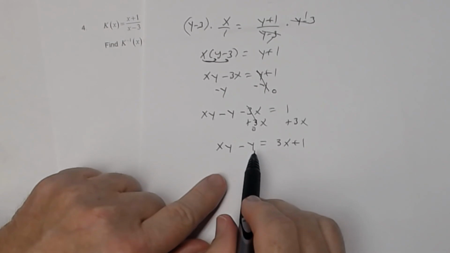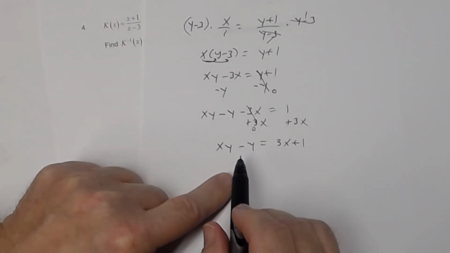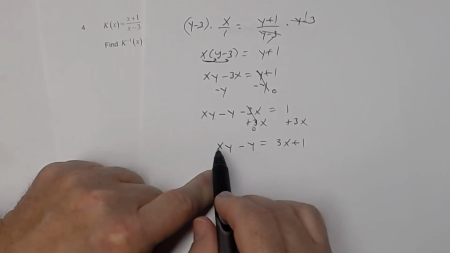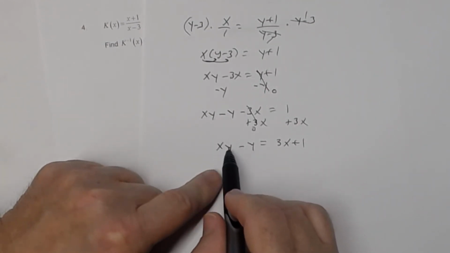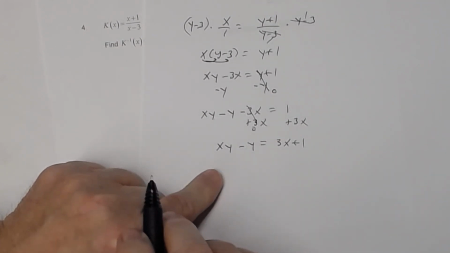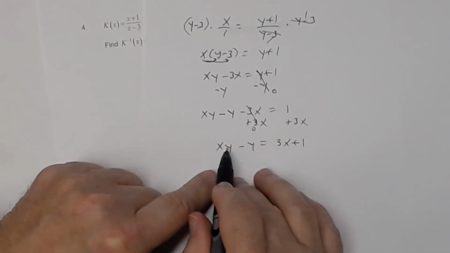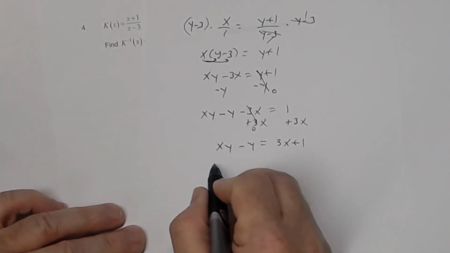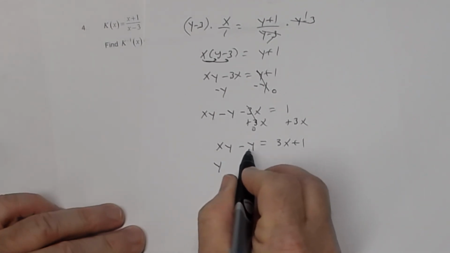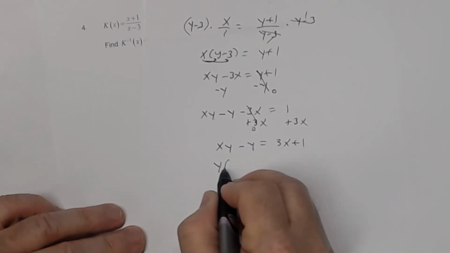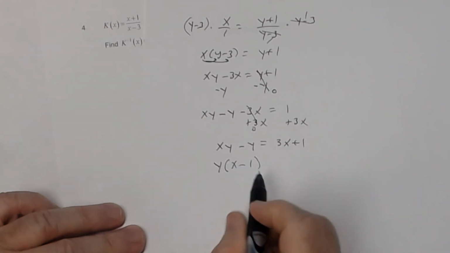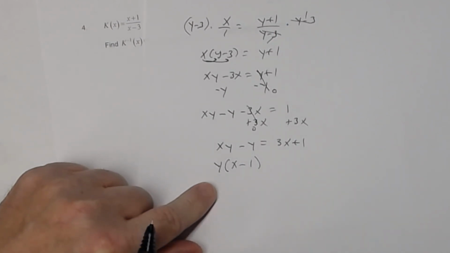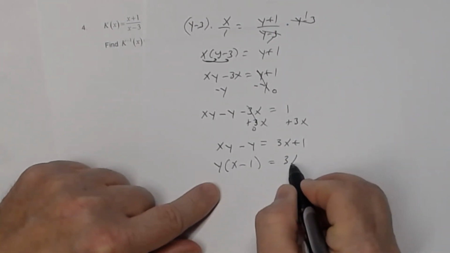Now you're at this point where you're thinking, how am I going to get y by itself? There are two terms involving y, and this one has the factor x with it, but this one does not. Well, think of factoring. If you look at these two terms, the GCF is y, meaning I can factor out a y. When I factor out that y, I get y times (x minus 1). Y times x is yx, y times a negative 1 is a negative y. So I get that equal to 3x plus 1.